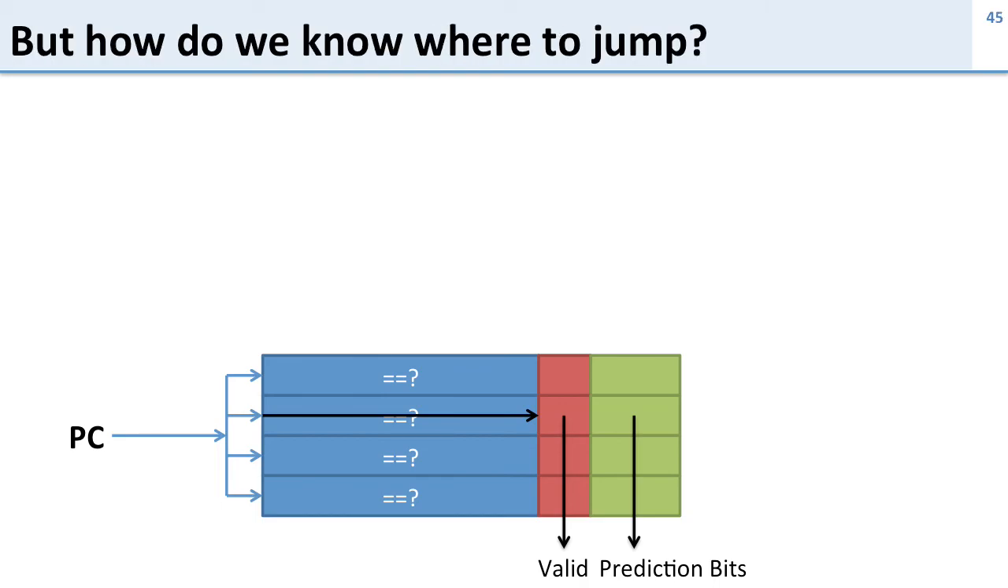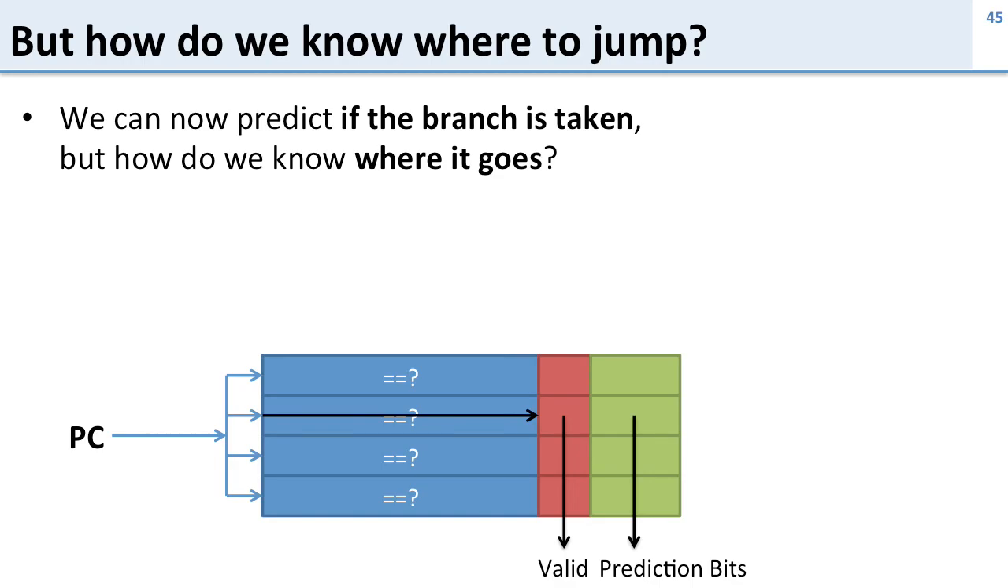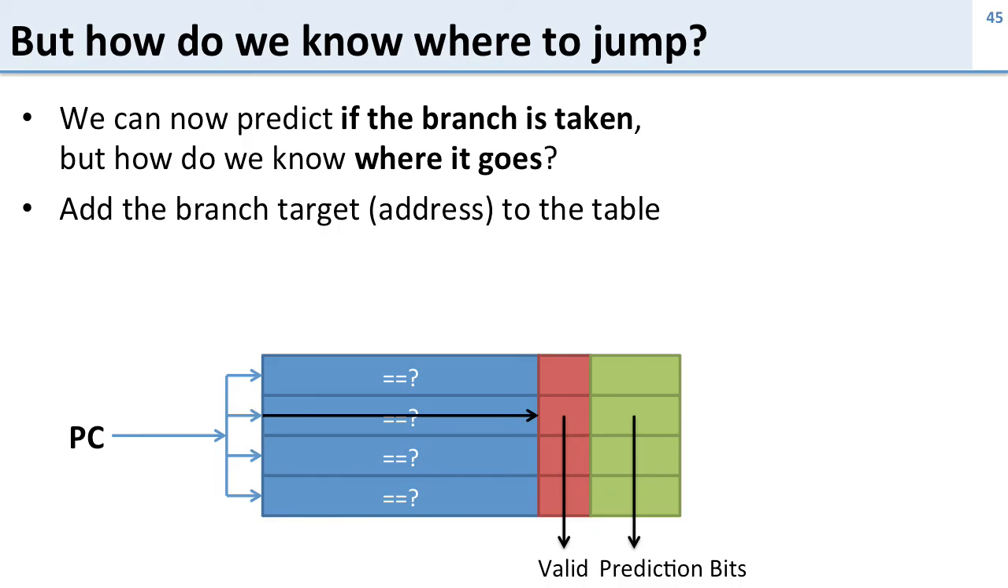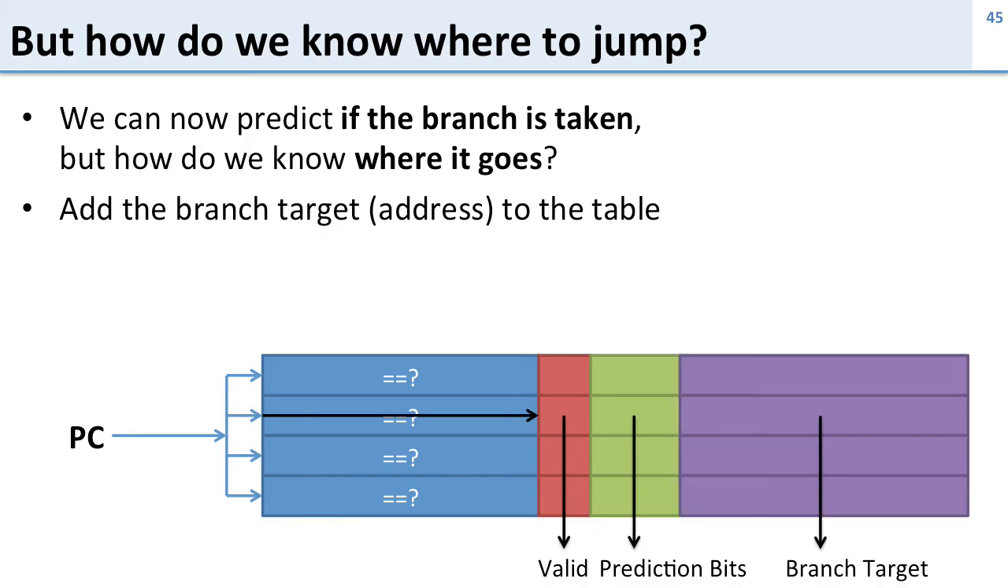So this is great, but we have a question. Where does the branch go? With this information, we can predict if the branch is taken, but we don't know where it's going. Remember, in our MIPS pipeline, we had to put in a special adder that we moved up earlier in the pipeline so we could calculate the address. On modern processors, it's not really practical to calculate this ahead of time, so we want to predict where we're going to go. And the way to do this is we add the branch target, that is the address the branch is going to, to the table.